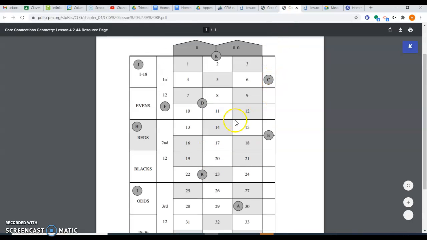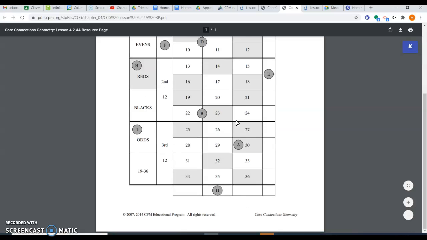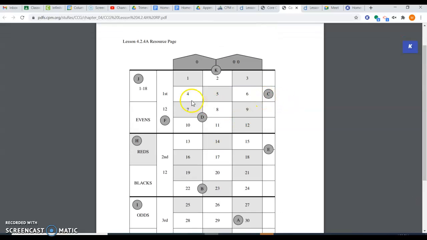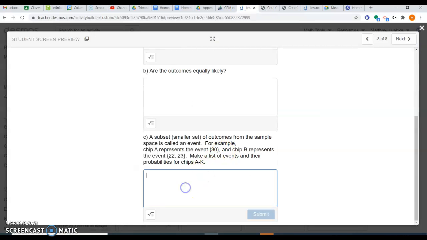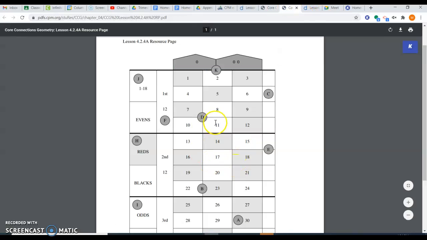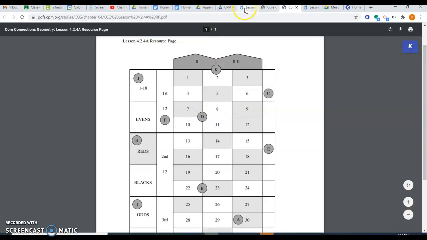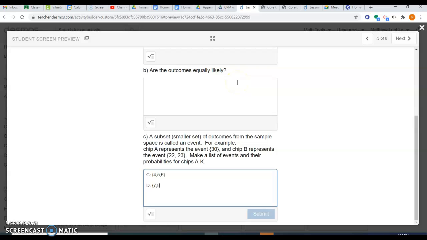So it wants us to do C through K now. If I find C, C is 4, 5, 6. And so I say in my notes here, C, that is the subset of 4, 5, and 6. Then I go to D, and I say that's the subset. I've got to go find D on my board. D is 7, 8, 10, and 11. And so we put on there 7, 8, 10, and 11.